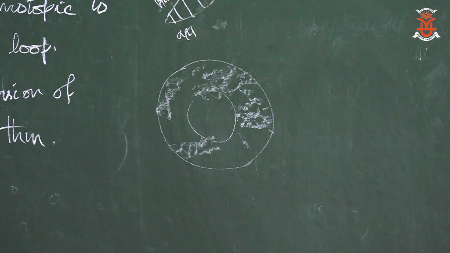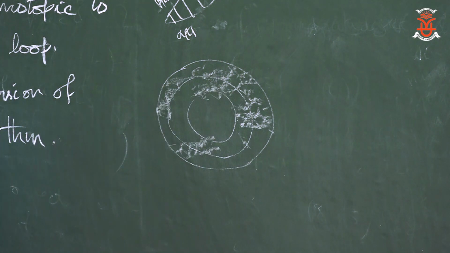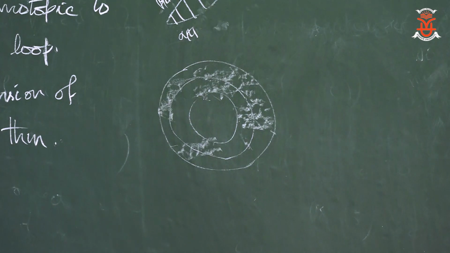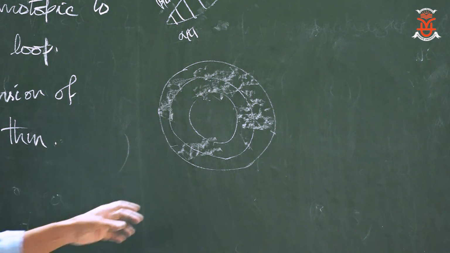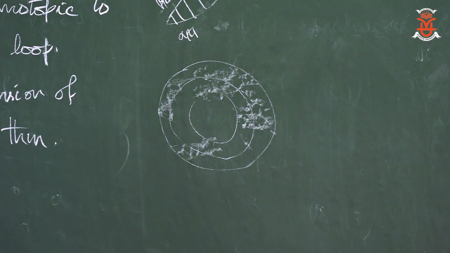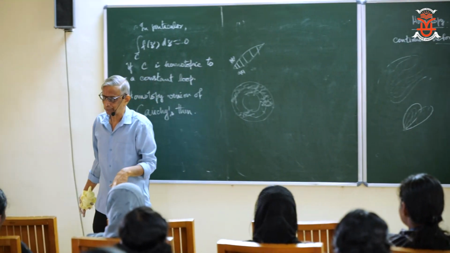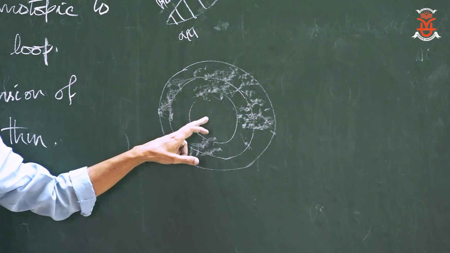If you take an annulus, for example, if you take a circle like this, you can't deform it to a point. Homotopic to a constant means what? You can shrink the whole circle to a point. But you can't do that for this circle. You have to do it within the domain. Of course, you can do it in the whole plane for everything, but all the intermediate curves should lie in the domain. So that you can't do.